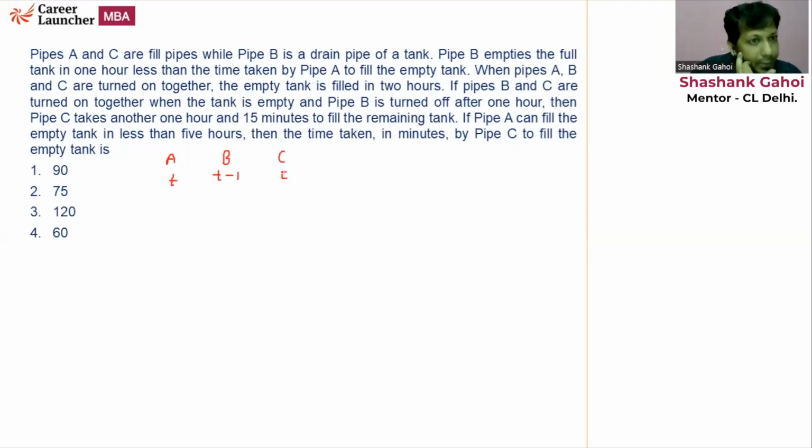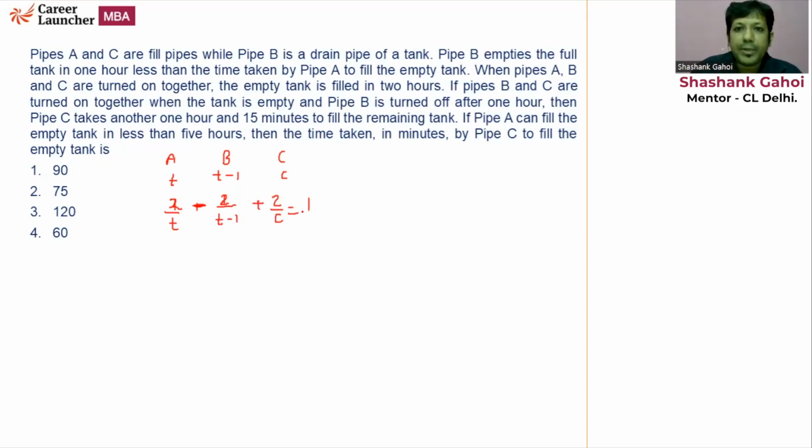When pipes A, B, and C, all three of them are turned on together, the tank is filled in 2 hours. So A will be filling 1 by T, B will be emptying 1 by T minus 1, and C will be doing 1 by C. In 2 hours, A will be doing this, B will be doing this, and C will be doing this, and total work is completed. This is the first equation.